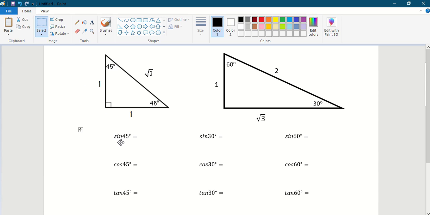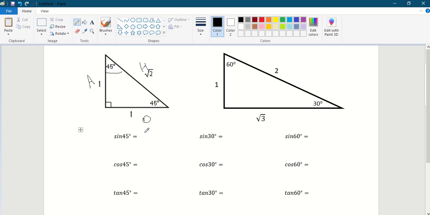Sine 45 degrees here, sine is opposite. So from here, if I were to look from this angle, this side right here is our opposite. This right here is our adjacent. And this right here is our hypotenuse. Now if you were to look from here, because it's 45, 45, it is not going to matter. So opposite here, adjacent and hypotenuse.